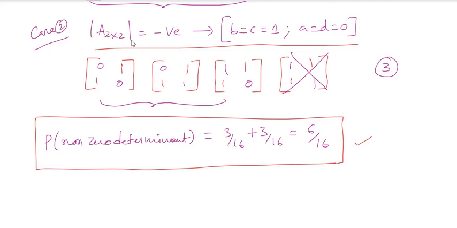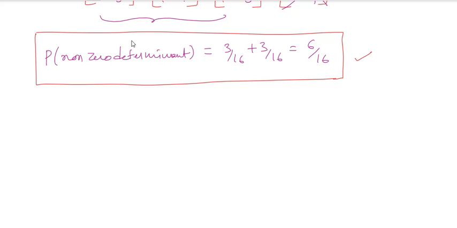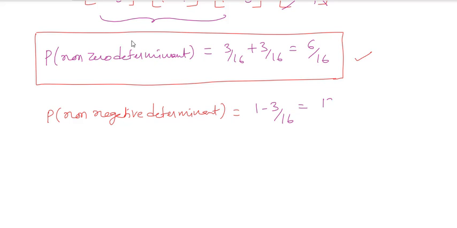Sometimes they may ask for a non-negative determinant, I'm just extending this one more. Non-negative determinant means either 0 or positive, the complement of the negative case. So you can take it as 1 minus 3 divided by 16, which gives you 13 divided by 16.